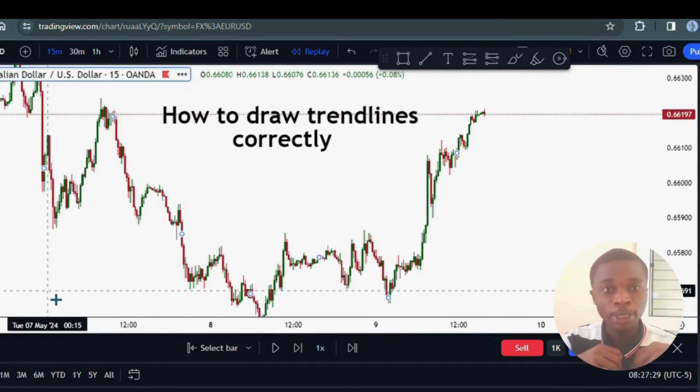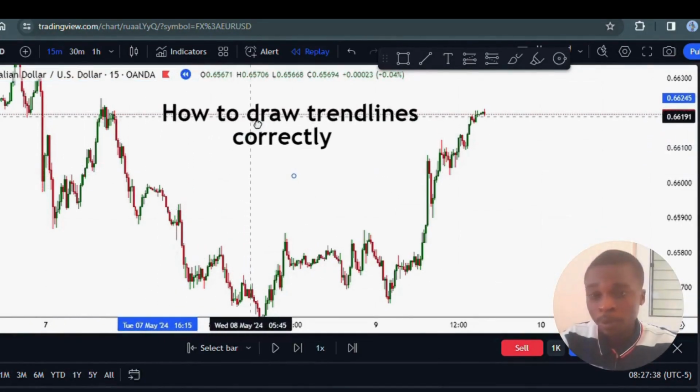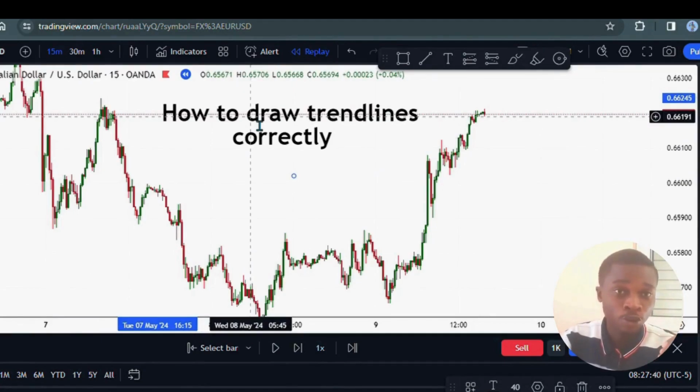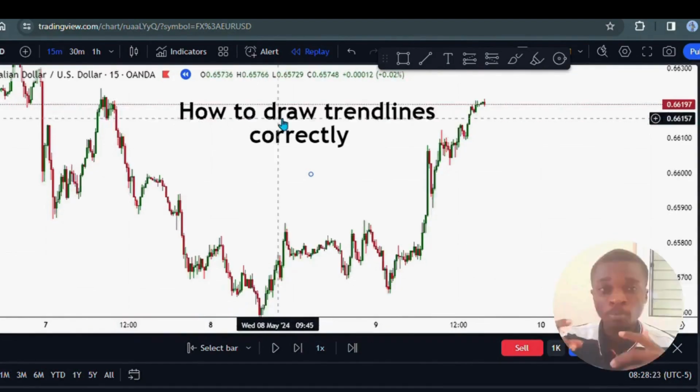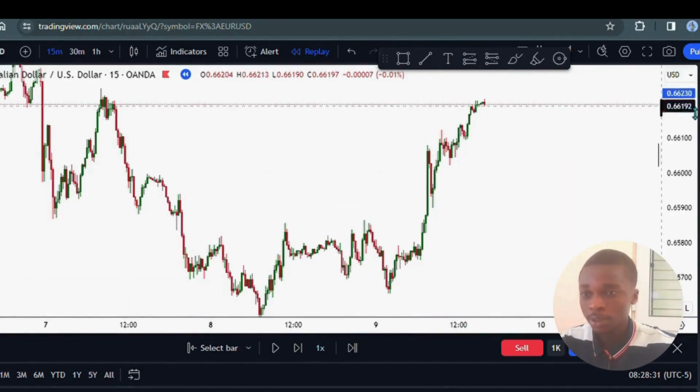So with that much being said, let me show you how to draw trend lines like a pro, how to draw trend lines correctly. But first of all, I'll be showing you the mistakes most of you make when it comes to drawing trend lines. I'll be showing you some of the mistakes most of you make when it comes to drawing trend lines.